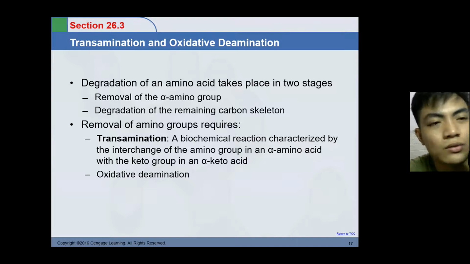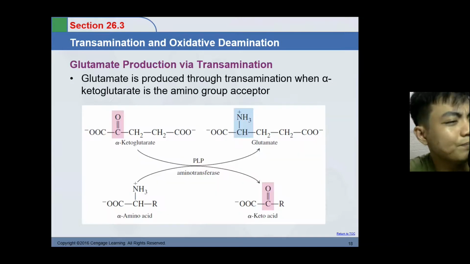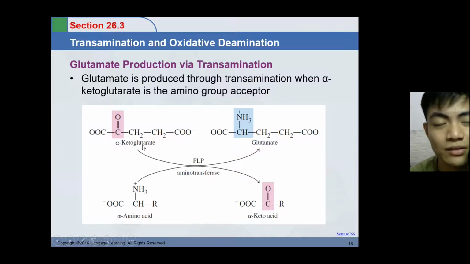So, let's take a look into some transamination processes in the body. Kunwari, ito, we can actually produce glutamate, one amino acid, via transamination. So, of course, we start with an alpha-ketoglutarate. Familiar kayo dyan, nababasa nyo yan sa Krebs cycle, di ba? The alpha-ketoglutarate can be converted into glutamate, which is an amino acid that can be used in our proteins.